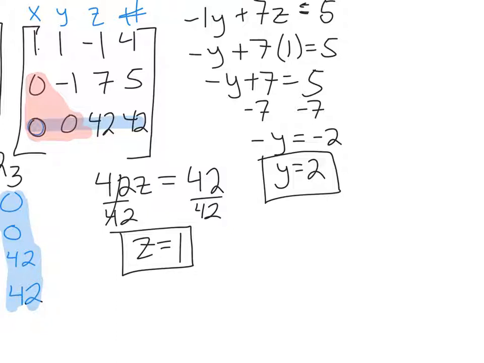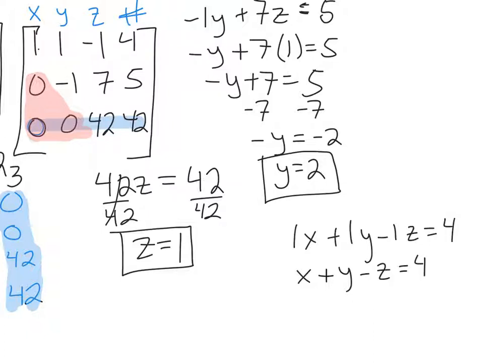So I have 1x plus 1y minus 1z is equal to 4. Now, if those ones are bothering you, you don't need to have them there. You can just do this, okay? In fact, I encourage it, okay? And it makes things a little bit easier to work with. And so now let's plug in what we know. Well, we don't know x, but we do know y. That's a 2, right? And then we have minus z. We do know z. It's a 1.